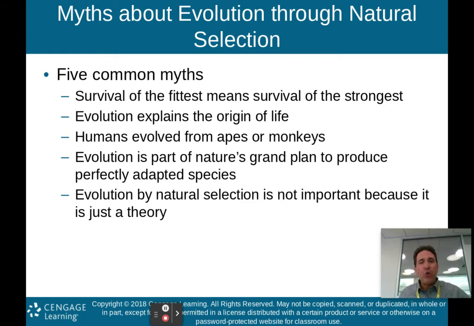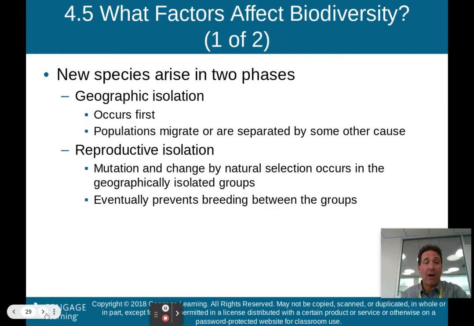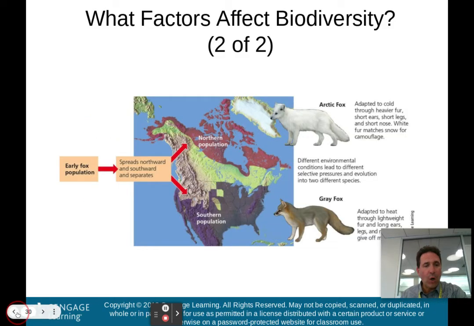Evolution by natural selection is not important because it is just a theory. Again, while we can't 100% prove theories, looking at the fossil record and just looking at how things have happened, even in the 150, 200 years that we've known about natural selection, just watching things, we're pretty confident that natural selection is how creatures, plant and animal, anything that's living on planet Earth actually evolves. Okay, I think I skipped one here.